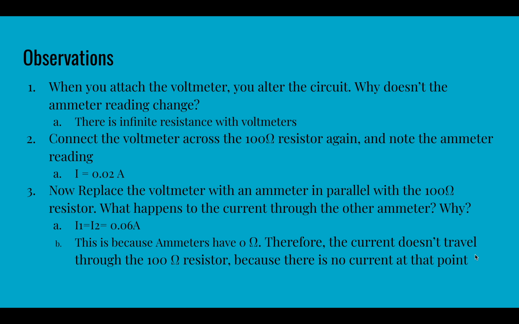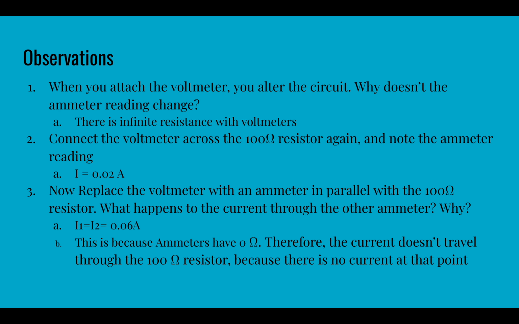For our observations here, when you attach the voltmeter to a circuit, it has a very high resistance, which means it draws very little current from the circuit. This minimal current doesn't affect the circuit's overall current, so the ammeter is designed to have very low resistance to measure current without significantly altering the circuit. Therefore, the ammeter reading remains unaffected.